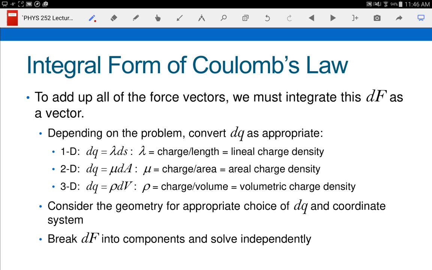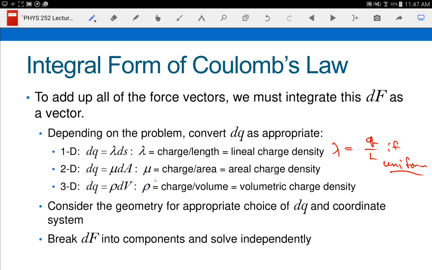So in that case, we use a charge per unit length, the lineal charge density, that is just the total charge divided by the total length. It has to be uniform for me to make this equation. Uniform means that that charge density doesn't change with location. So if the charge is uniformly distributed, I can just do it like that. If it's not uniformly distributed, well, I've got some more work to do.